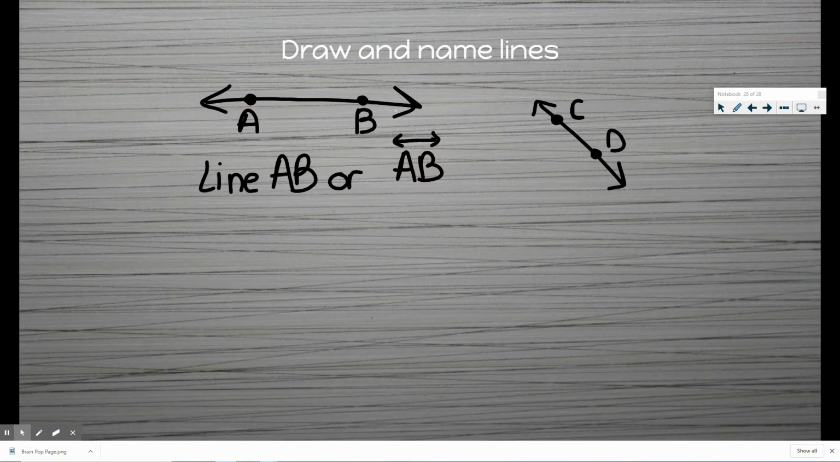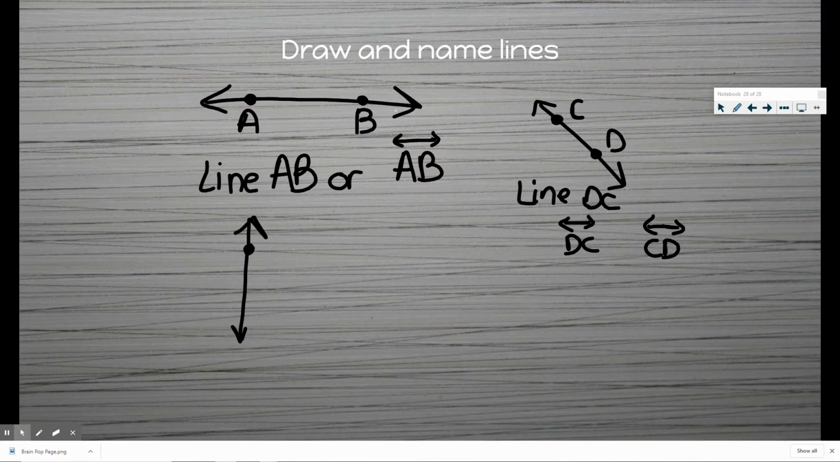So we could call this line DC. It doesn't matter. And we would draw it shorthand, line DC. I could also call it line CD. It doesn't matter on lines. It's different for some of the other ones, but for lines, we can go in any order. Let me show you one more example.